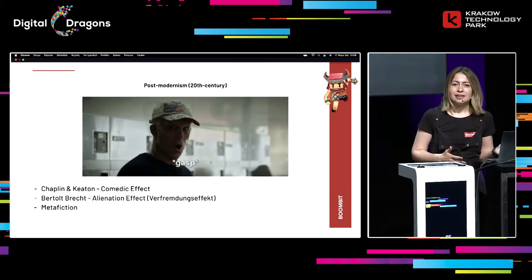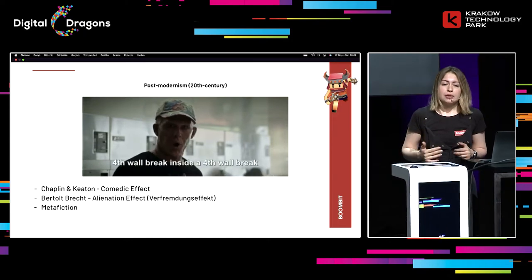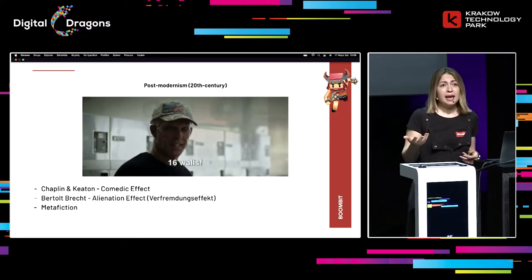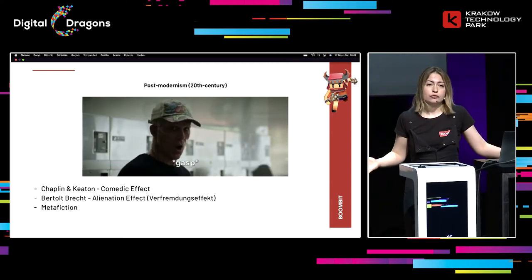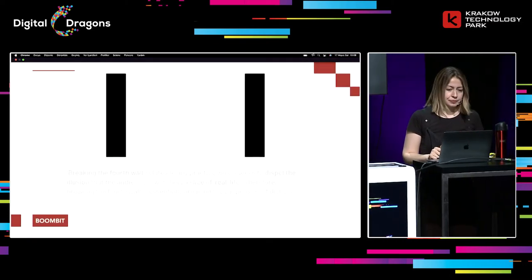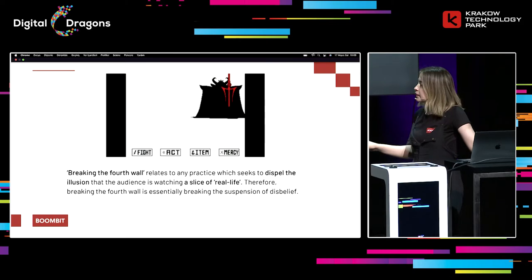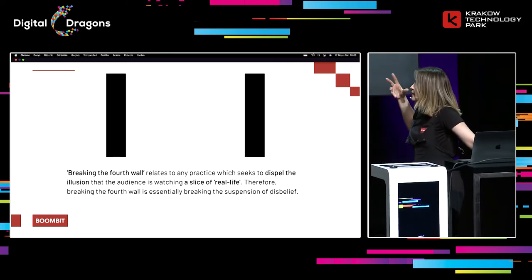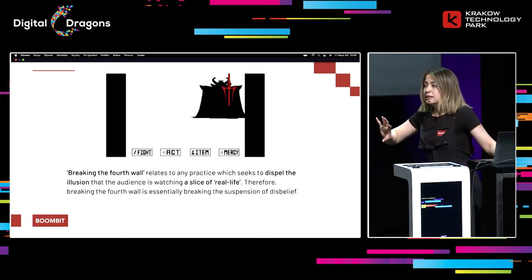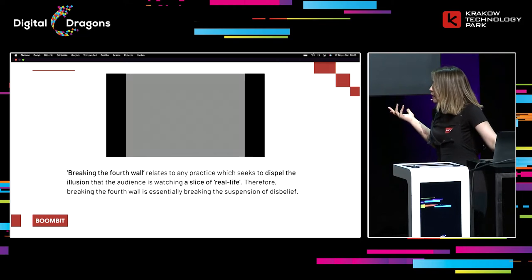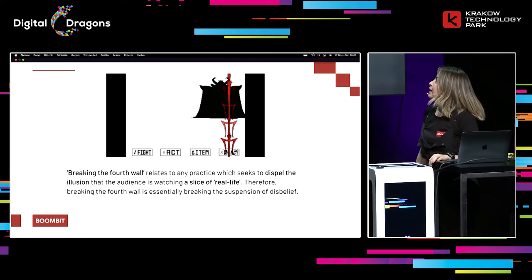So we have metafiction, an artifact that is aware that it is an artifact, that it is artificial. This is also a name for literature, but for game design, we don't have any name. And we will talk about why breaking the fourth wall directly does not work for game design. Breaking the fourth wall is about any practice, anything that is happening on the screen or on stage, that is going to break the illusion that we are watching something that is real and that belongs to that fictional world. So, yeah, it is directly breaking the suspension of disbelief.